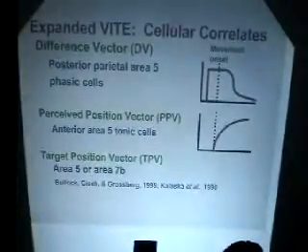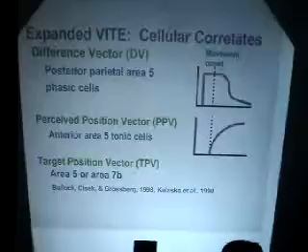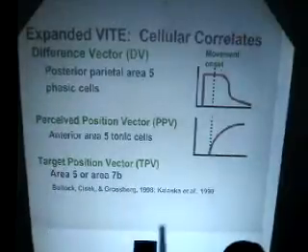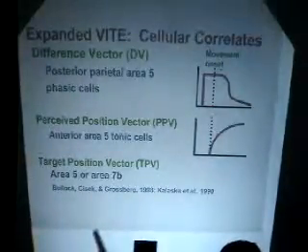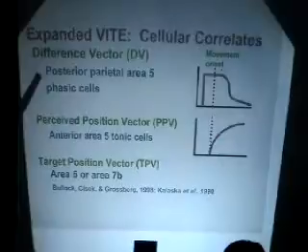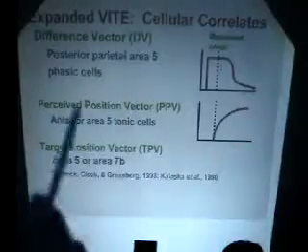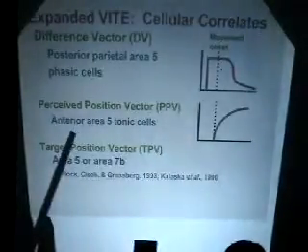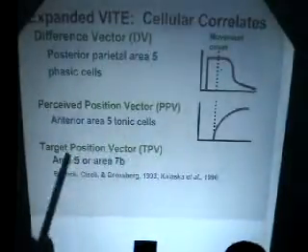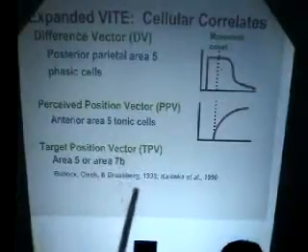And so through an analysis of this kind, Dan Bullock and I, with our student Paul Chisek, who has for some years now been in John Kalaska's lab in Montreal, where John is one of the top motor control physiologists, have started giving more precise markers to these computations. So like the difference vector, there are cells in the posterior parietal area 5 called the phasic cells that behave just like it. The perceived position vector, or PPV, there are cells that behave just like this, anterior area 5 tonic cells. What about the target position vector? There are cells like this in area 5 and in area 7D.